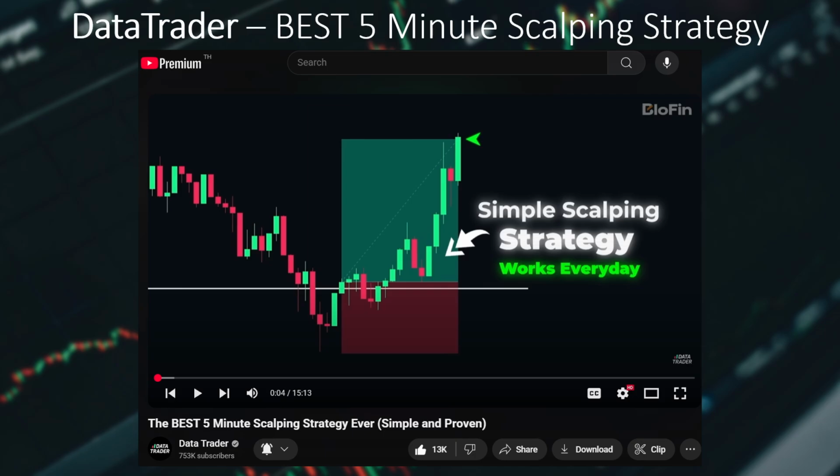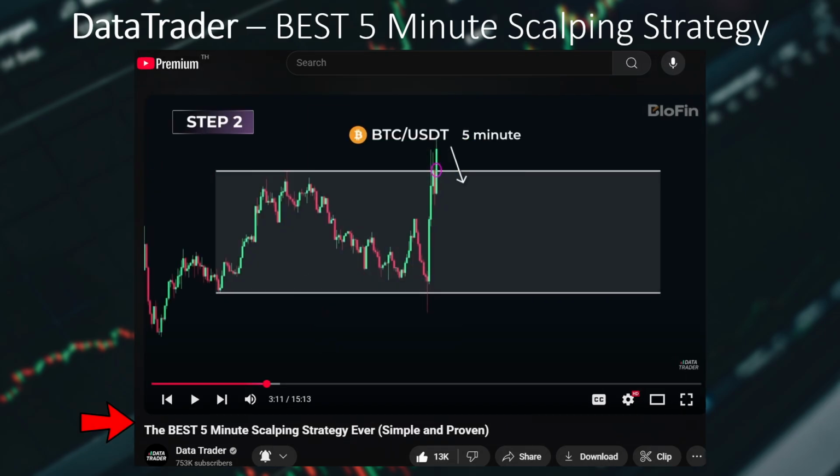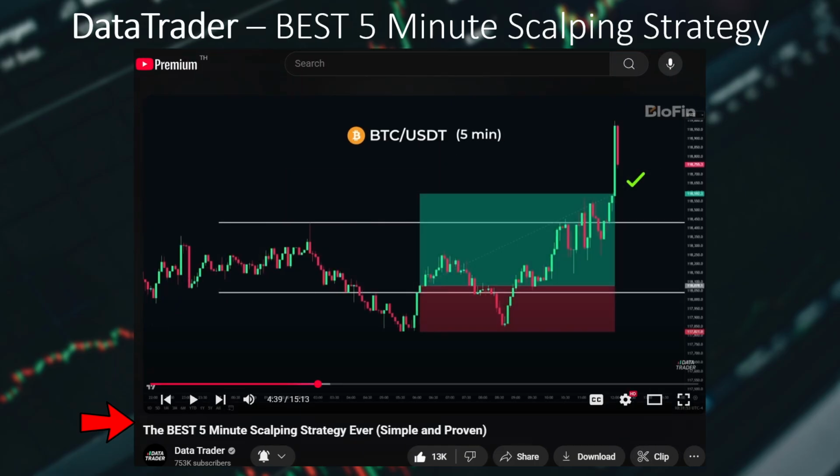I recently came across a video from DataTrader named The Best 5-Minute Scalping Strategy, and if I see a title like that, I have to test it out. This scalping strategy is fully objective and surprisingly needs zero indicators.